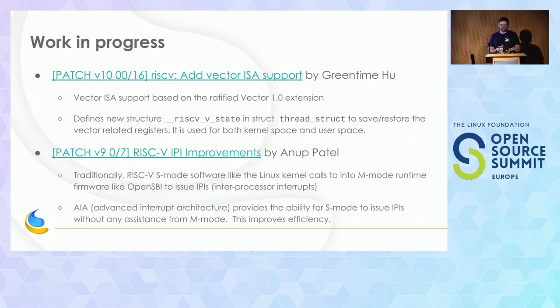Some of the other things that are works in progress, as I mentioned, that vector extension was passed. So there's a work-in-progress patch series to support that in Linux. The thing there is with the vector ISA, it adds a bunch of new registers, so we have to be able to handle that in context switches and a few other things as well. There's also a patch series that's trying to improve the efficiency of interprocessor interrupts as well.